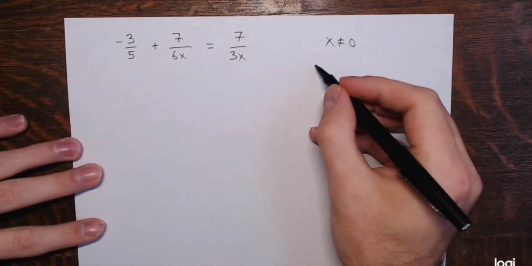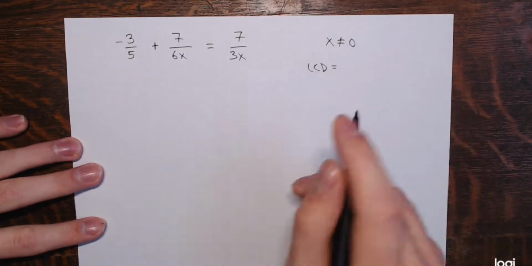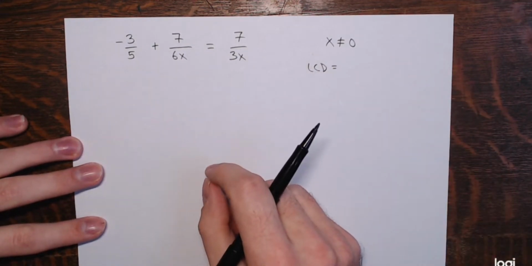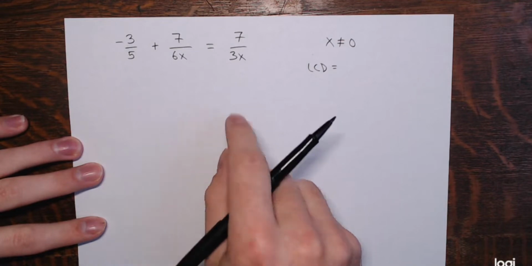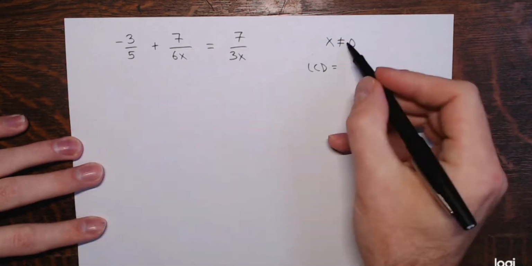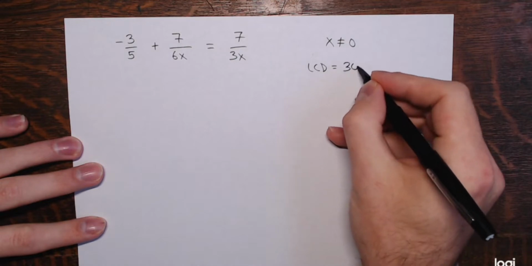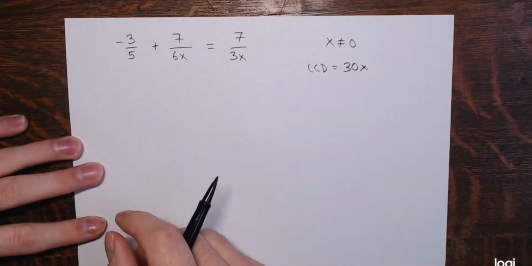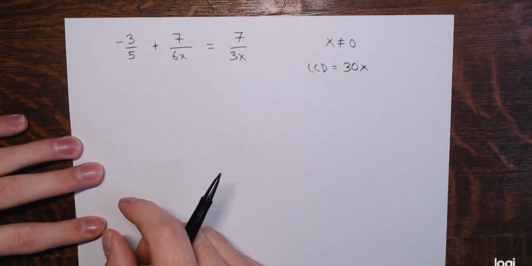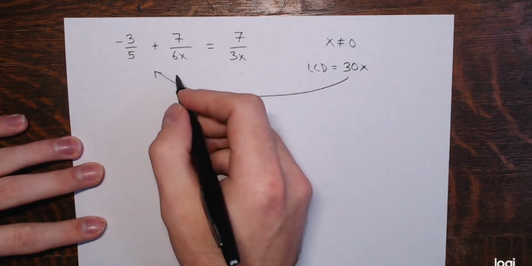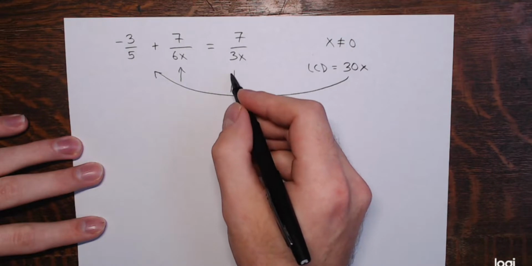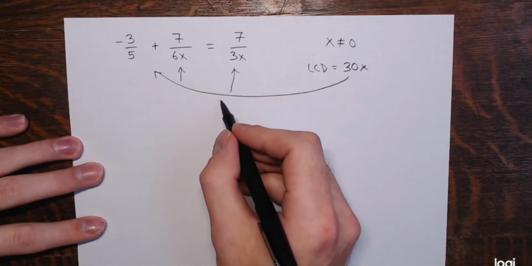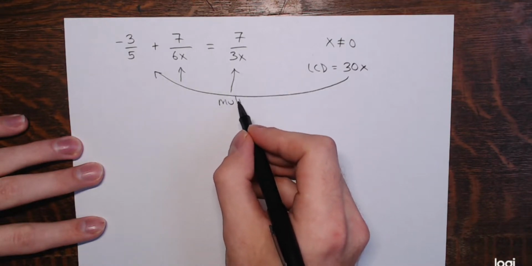Another thing I hope you find easy is the LCD. The least common multiple would be just 30x. That'd be 2 times 3 times x times 5, right? 30x. And I'm going to multiply everything, both terms on that side, that term on that side, by 30x.